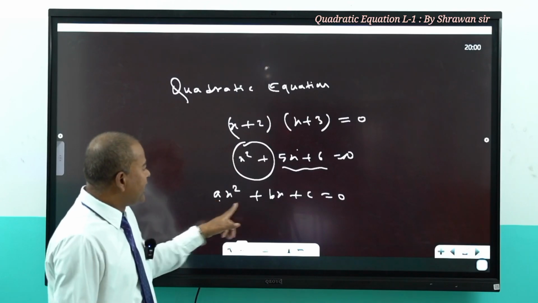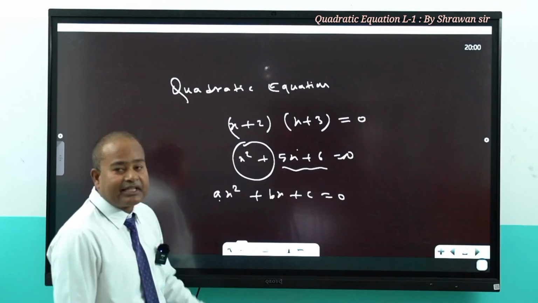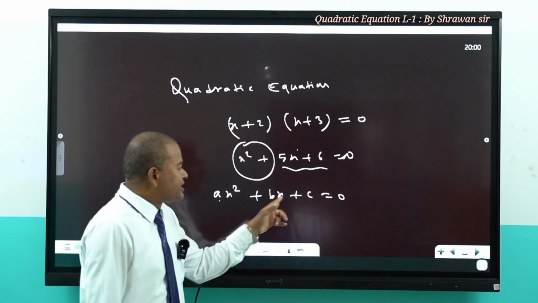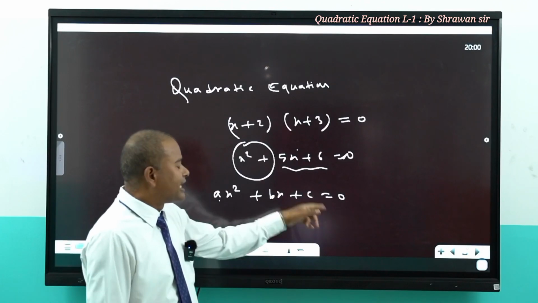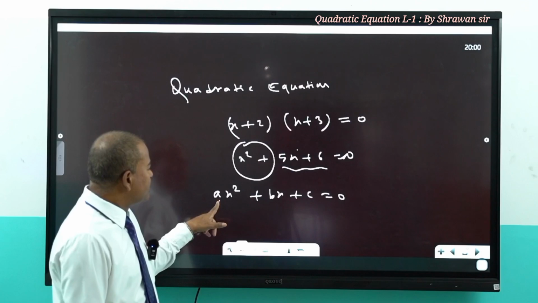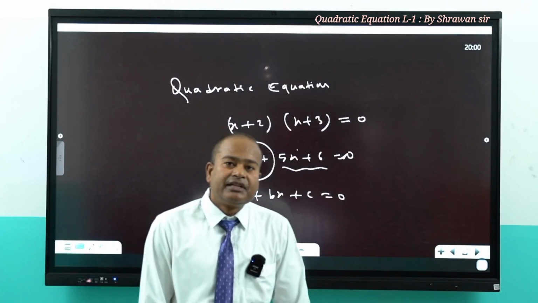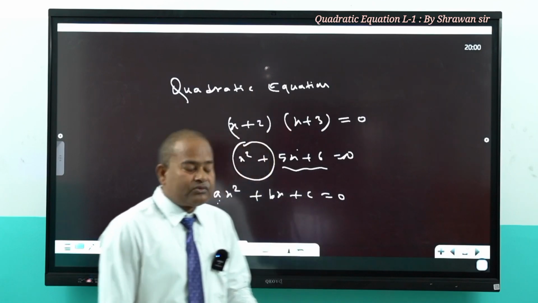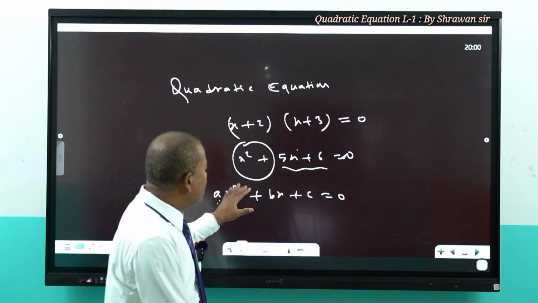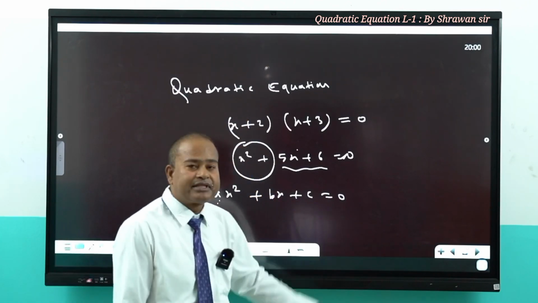So this is a, b, c. A is the numerical coefficient of the first term, or we can say a is the numerical coefficient of x square, b is the numerical coefficient of x, and c is the constant term. The coefficient of x square should not be equal to 0. Why? Because if the value of a is 0, then we will not get an equation of second degree, we will get simply bx plus c is equal to 0.